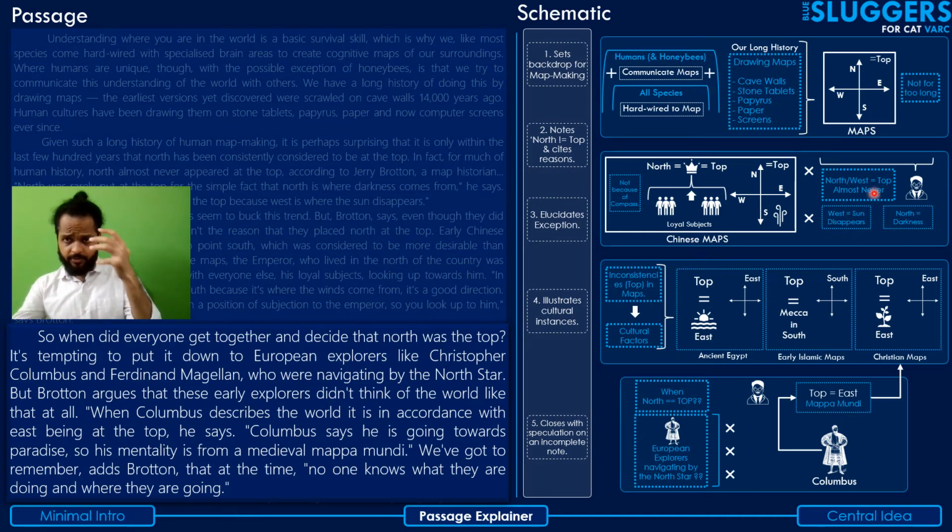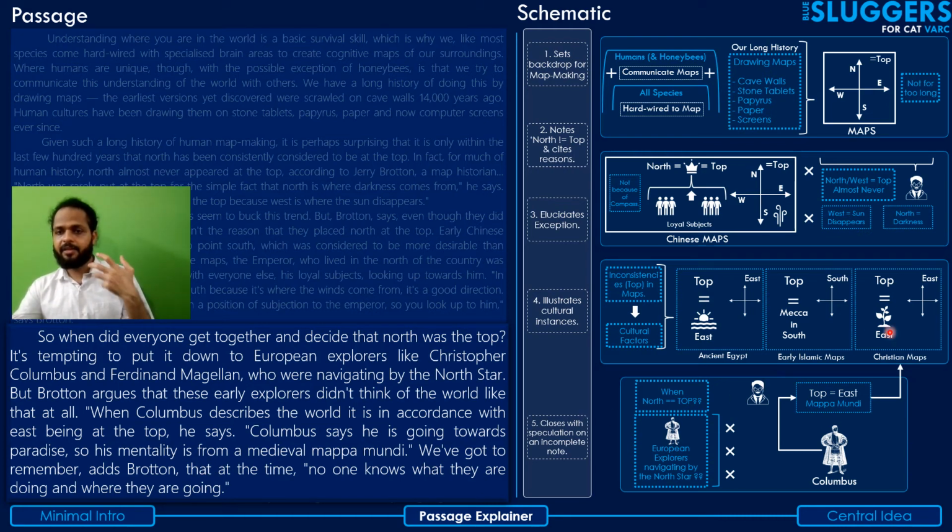But then again, using Bruton's argument, he disregards that idea. Via Bruton, the author says that these early explorers didn't think of the world like that at all. Especially when Columbus describes the world, it is in accordance with east being at the top. When he says that he's going towards paradise, that means he's going to the top, towards paradise. Paradise is at the top. His mentality is from a medieval Mappa Mundi.